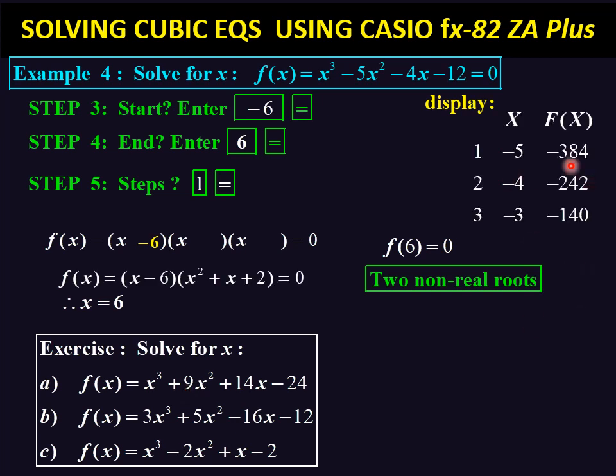You can see this was our display that we had there. And if we scroll down, you know, negative 5, negative 4, negative 3, negative 2, negative 1, 0, 1, 2, 3, until you get to 6. The last one there actually worked. So there's no others that would have worked.